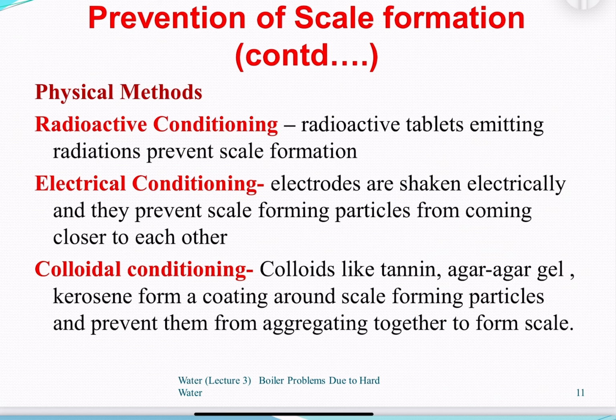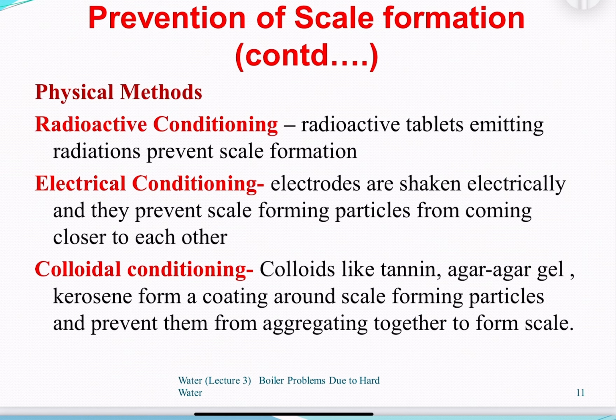So physical methods, I will start from electrical conditioning. In electrical conditioning, electrodes are put inside the boiler and those electrodes, with the help of electricity, are constantly shaken. So when the water is continuously shaken, the scale forming particles do not come in contact with each other. They do not settle down, and gradually when the concentration increases, you can remove it by blowdown operation.